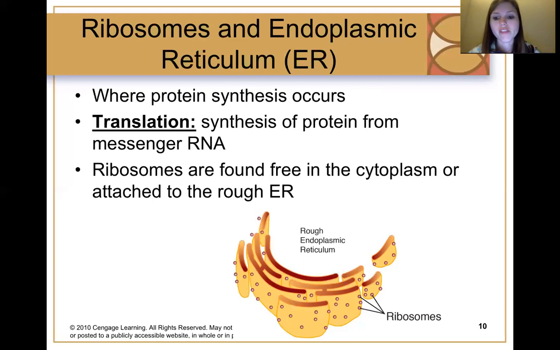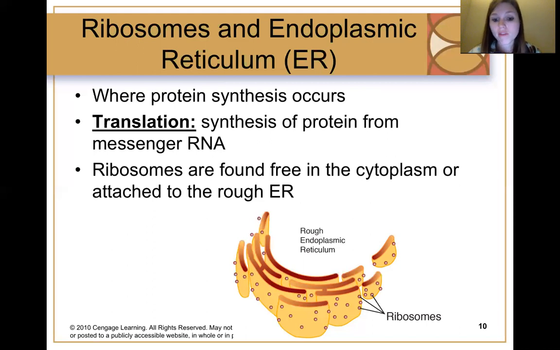Ribosomes are found free in the cytoplasm. You probably remember that picture early on of the cell where you had the little small dots of the ribosomes kind of out in the cytoplasm. And they're also found attached to the rough ER. If you remember that picture, there's the rough ER and there's the smooth ER. And what makes the rough ER rough is that these ribosomes are attached.